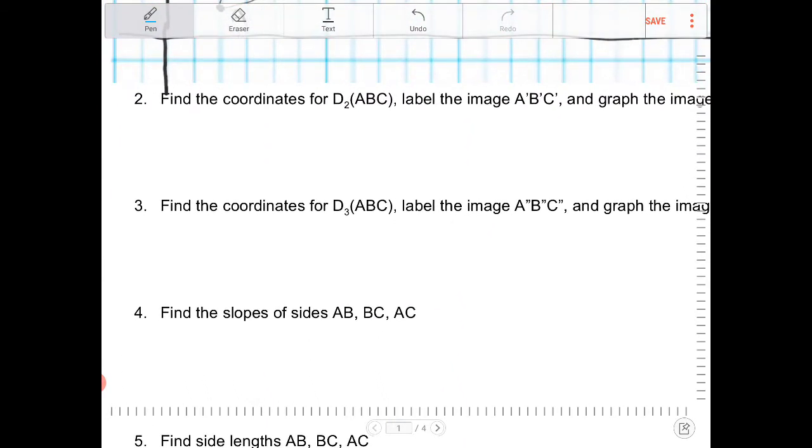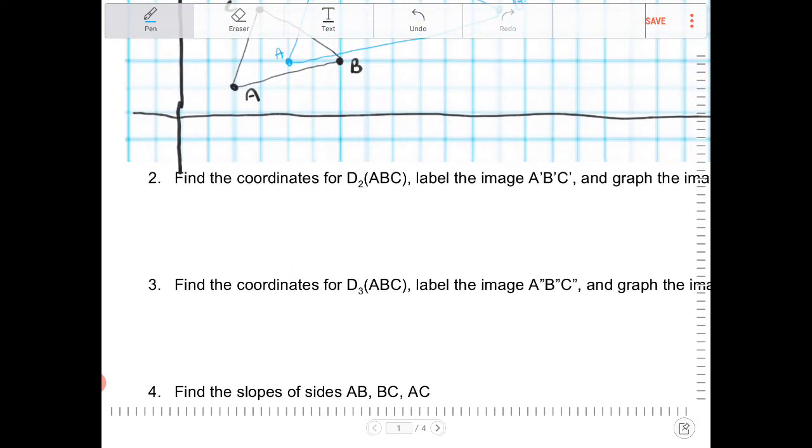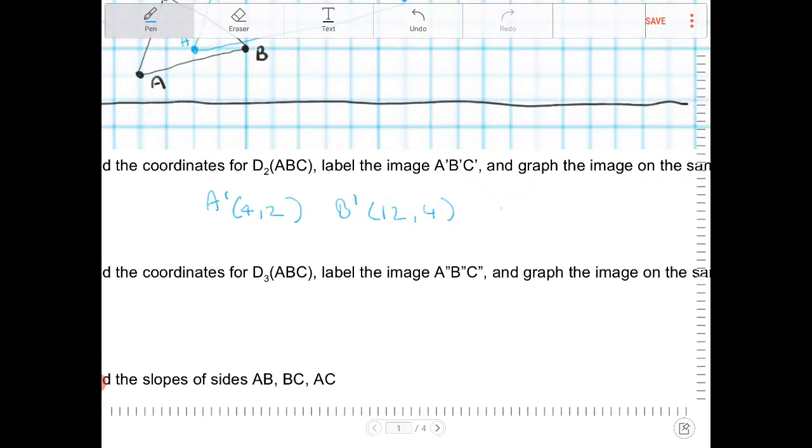Okay. Find the coordinates of the image. Oh, and I forgot to state the coordinates. So the coordinates of A prime is going to be 4, 2. B prime is 12, 4. And C prime is 6, 8.